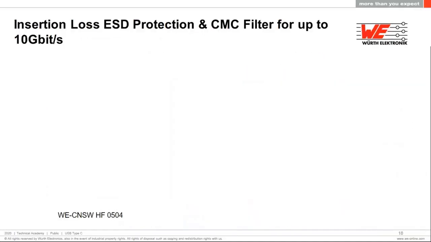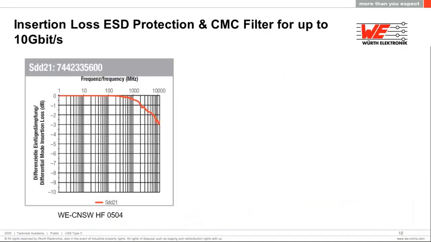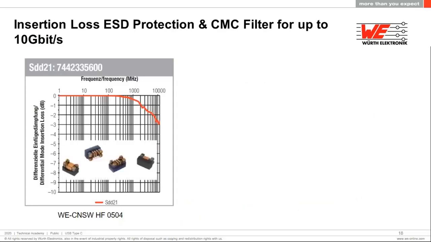So what is important when we look at a common mode choke? We have graphs such as insertion loss versus the frequency. Now, in this common mode choke, which is a high frequency one, we see that we have 3 dB of insertion loss at a very high frequency of 10 gigahertz, which is, according to USB standard, considered to be very, very low loss. And that is why these type of high frequency chokes are used for high speed.